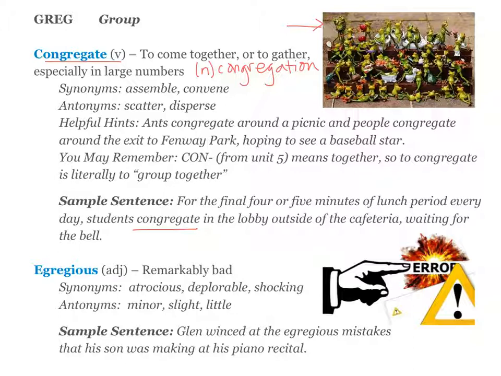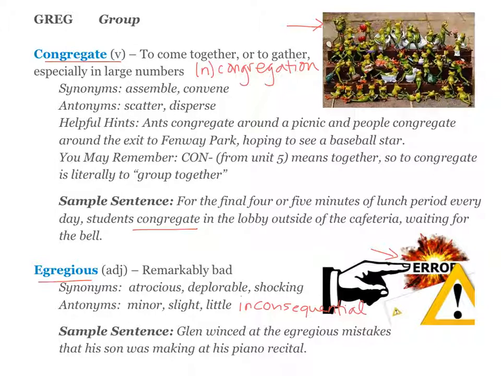Your next word is egregious, which means remarkably bad. I would add to the antonyms here the word inconsequential. So like we talked in last unit about inconsequential errors, the opposite of an inconsequential error is an egregious error. So it is terrible, it is very bad. If you see this picture, that looks like an egregious error or a terrible error.